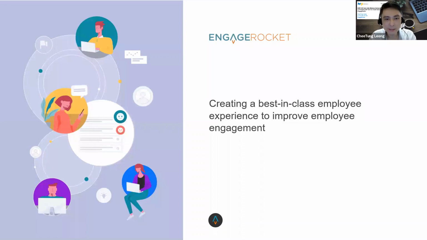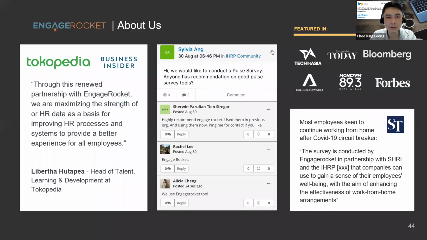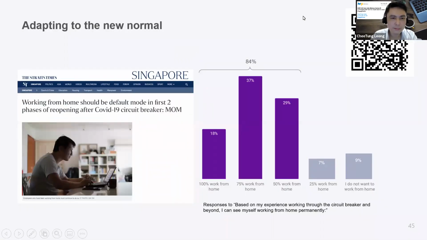So next slide, please. A quick introduction to Engage Rocket for those who may not know us. We are the fastest growing people analytics software company based here in Southeast Asia. We're a startup based in Singapore and have been growing very fast since we started about 4 years ago. We've been fortunate to have been featured in a number of different outlets in the press and have been privileged to work with more than 100,000 users across Asia Pacific and the world.